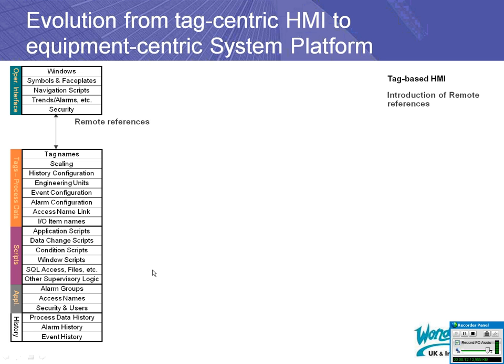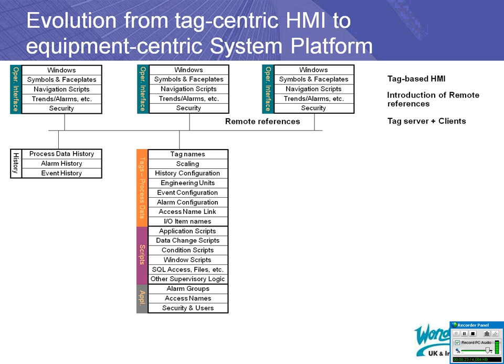Now with the release of InTouch version 7, we were able to split the windows away from the rest of the application, and this was known as remote referencing. Now this allowed us to build architectures which were tag server clients. Now this is still a very valid architecture and still a lot of people do it. So it allows us to have our tag server application, our history is done by a historian, and then our clients are done with applications that just effectively contain screens.